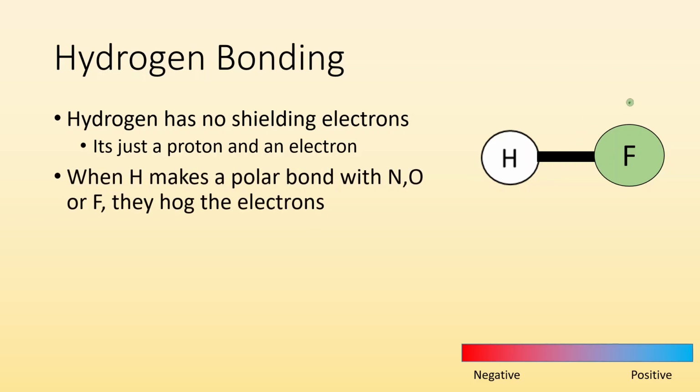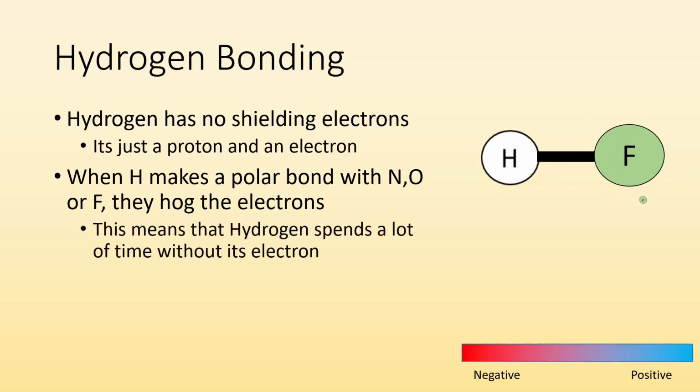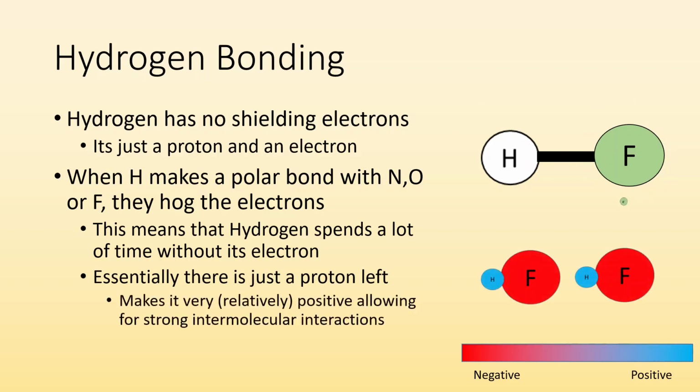So when hydrogen bonds with nitrogen, oxygen, or fluorine, those elements really hog those electrons because they're really electronegative. So that means hydrogen spends a lot of time without its only electron. So essentially, there's just a proton sticking off of a fluorine. This makes it, relatively speaking, very positive, allowing for a strong intermolecular attraction.